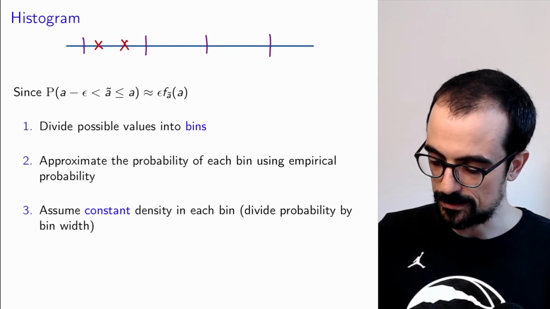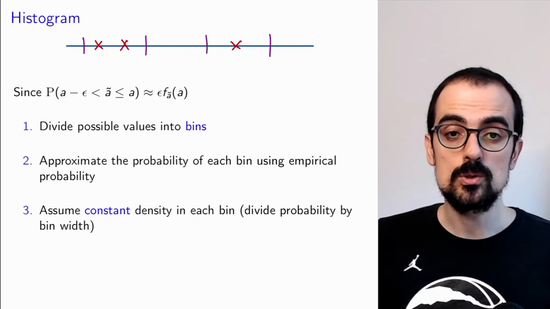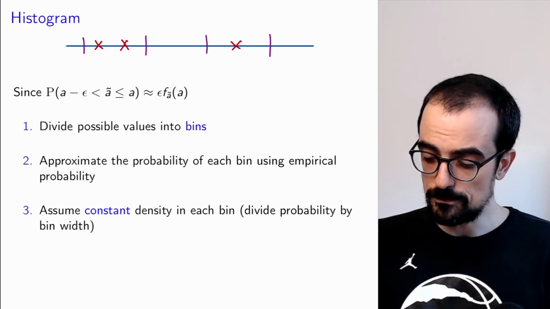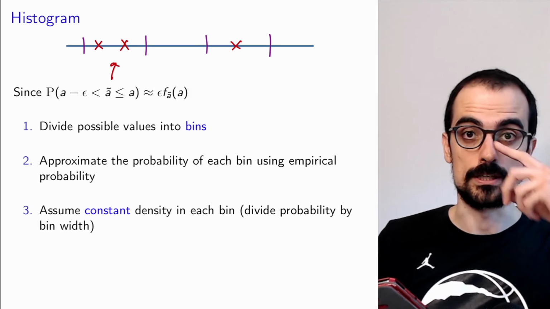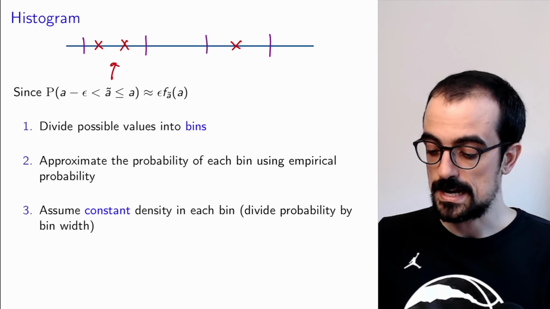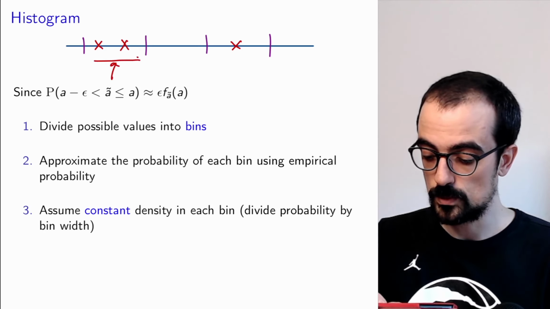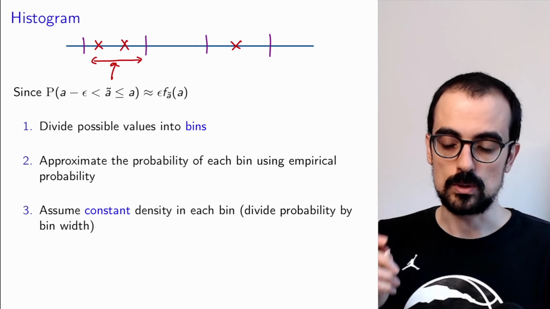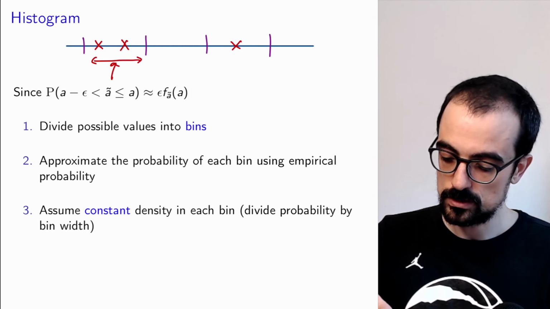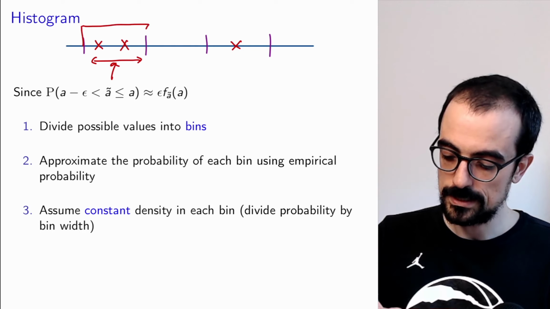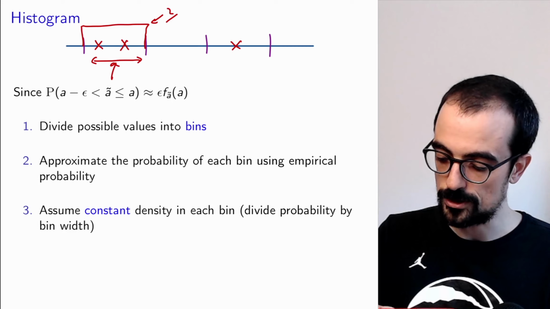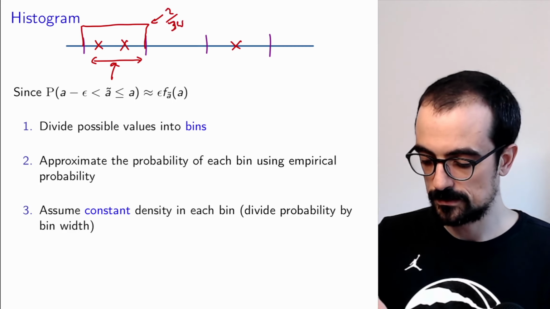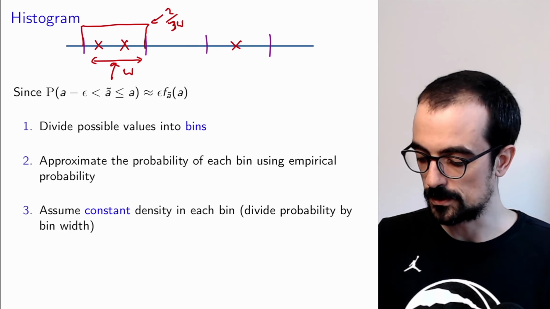2 data points in here and 1 data point in here. So what do we say? Okay, the empirical probability of belonging to this bin is 2/3, right? Now the bin is going to have a certain width. So we're going to basically have a density estimate that is constant within that bin, that is going to be 2/3 divided by the width of the bin, which I'm going to call W.